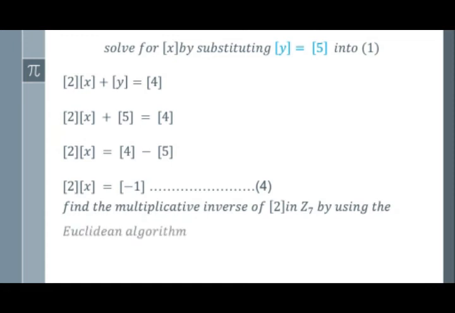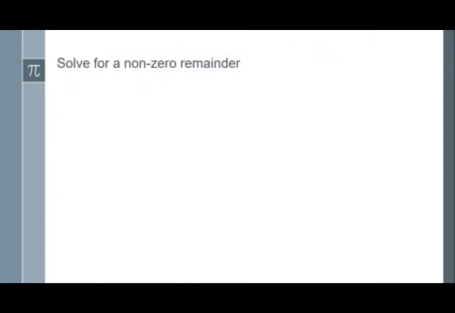We can find a multiplicative inverse of the congruence class of 2 in modulo 7 by using the Euclidean algorithm. We start by writing the bigger number, which is 7. 2 goes into 7 three times, and the remainder is 1. So 7 is equal to 2 times 3, which is the quotient, plus the remainder 1. Then we solve for the non-zero remainder, 1: 1 is equal to 7 times 1 plus 2 times -3. And 2 times -3 is congruent to 1 mod 7.